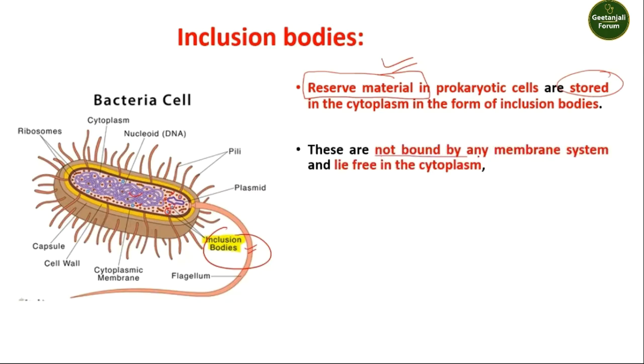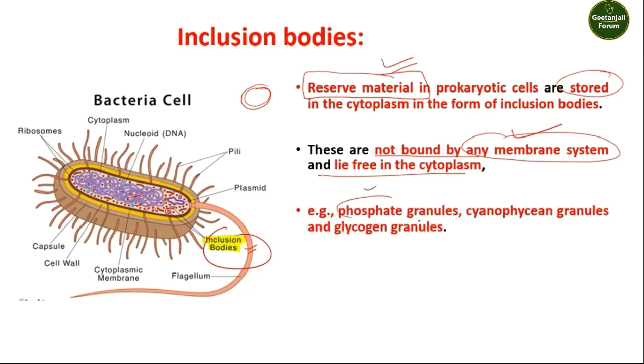It is not bound by any membrane system. We have studied earlier that almost all the cell organelles have membranes surrounding them. But these inclusion bodies don't have any membranes surrounding them and they are suspended in the cytoplasm freely. Examples of inclusion bodies are phosphate granules, cyanophycin granules, and glycogen granules. These all are stored in the inclusion bodies as a reserve material.